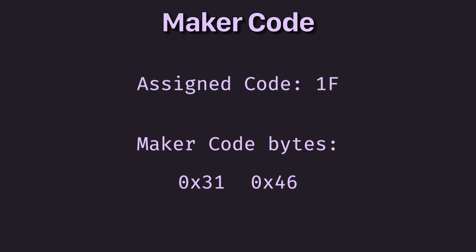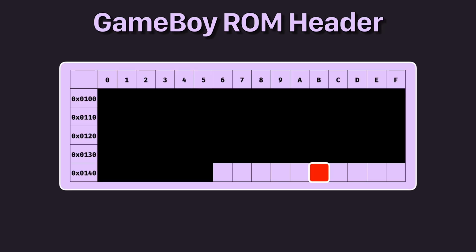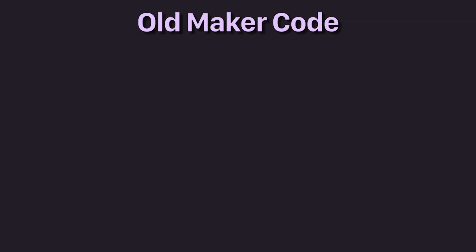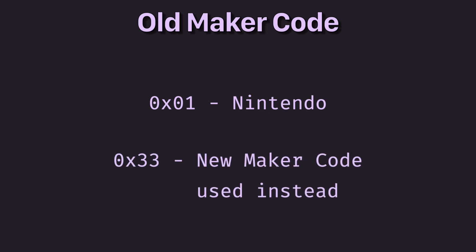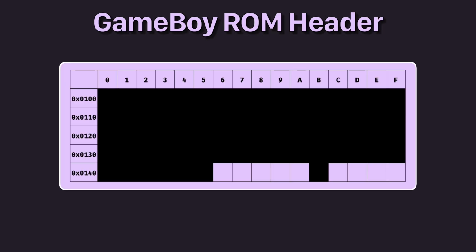This maker code, however, has been introduced in newer cartridges after the release of the Super Game Boy. Before that, the maker code was a single byte code on address hex 14B. An old maker code of 1 would indicate Nintendo, for example. If the byte on address hex 14B is hex 33, then a new ASCII encoded maker code has to be used instead. The rest of the header is a bunch of single byte values to encode information into it.